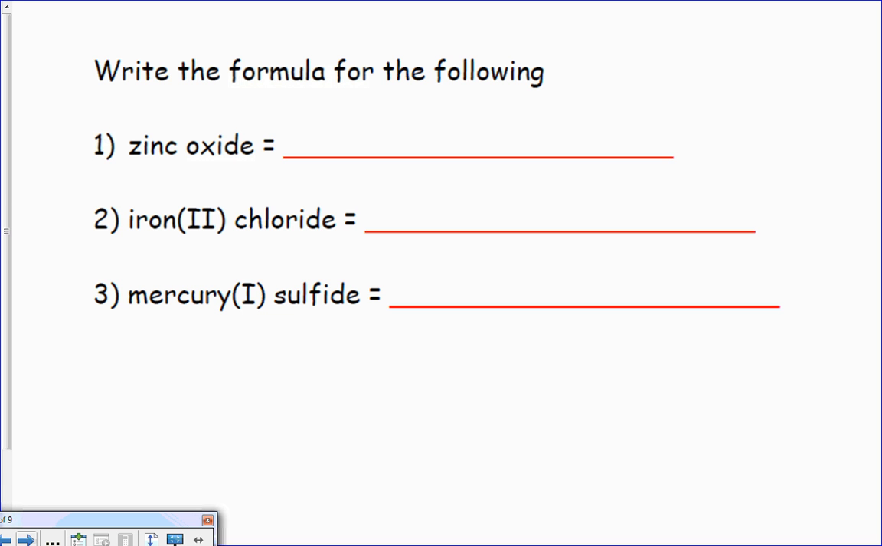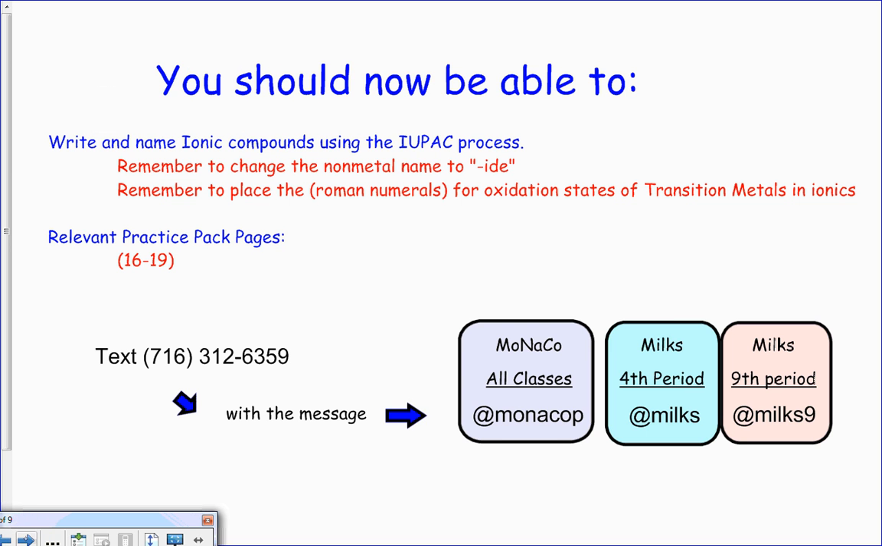Okay, so we have some more to write. I want you to practice these. Okay, and now we can use our formal charges, our crisscross method, to go backwards and forwards from naming our ionic compounds. Sorry the video ran so long, guys. The rest of them are going to be a little shorter, I do hope.